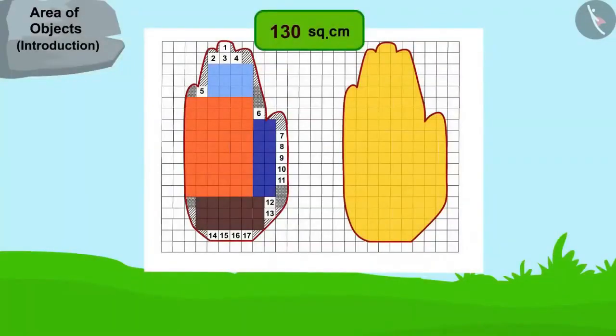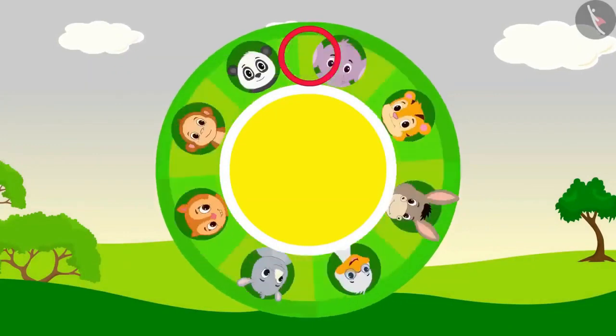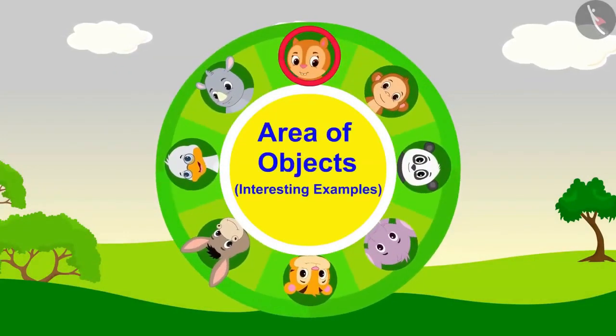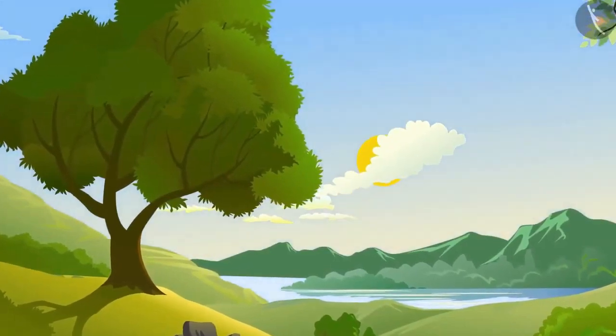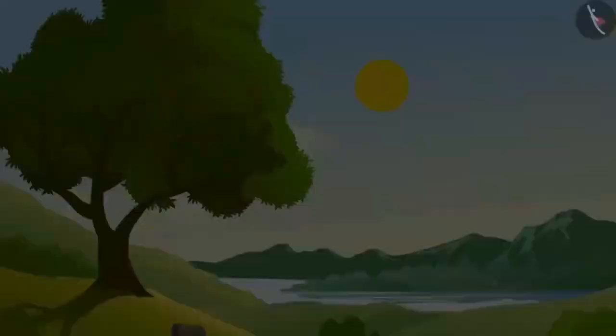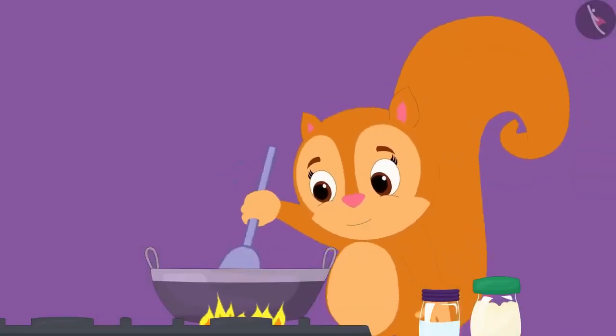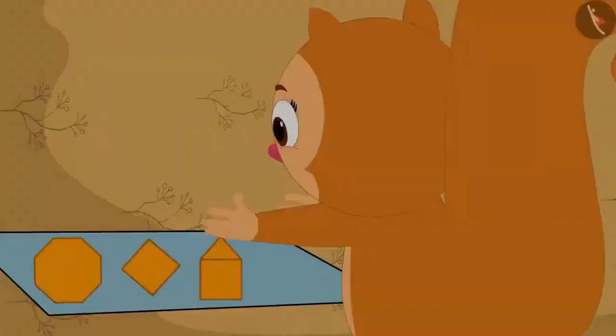Hello children! In the previous video, we learned to estimate the area of objects. In this video, we will learn more about it through some interesting examples. Champapur has received bright sunlight after the rainy season. Let me make poppers, thought Chanda. Thinking this, Chanda made various kinds of poppers.